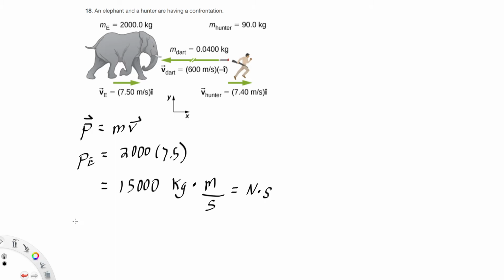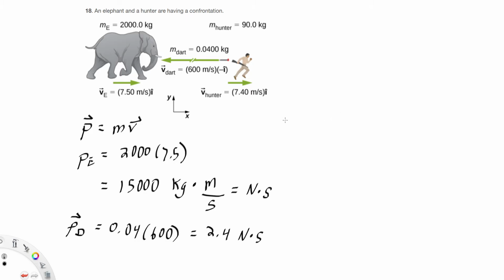So the dart that the hunter tries to shoot at the elephant is going a lot faster than the elephant, but is also a lot smaller. So the momentum of the dart is only 2.4. That's a lot smaller. The elephant is not even going to notice that.